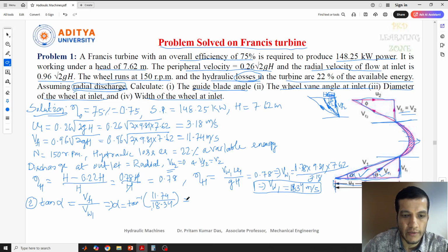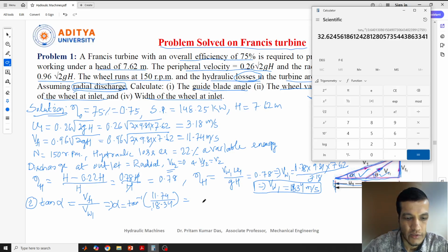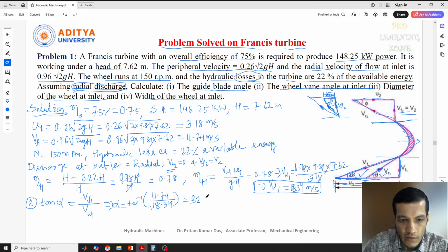Now we need to find this. 11.74 divided by 18.34, then take trigonometry tan inverse, gives 32.62. So this is our angle, 32.62 degrees. This is our alpha angle. This is one answer we can write.